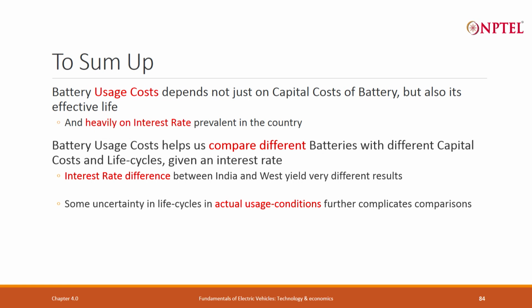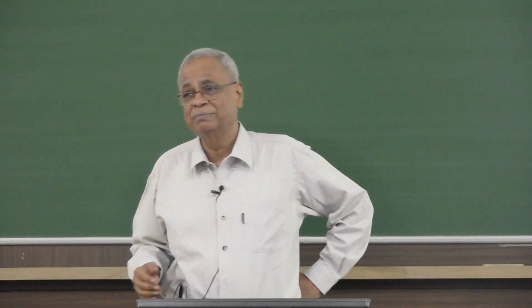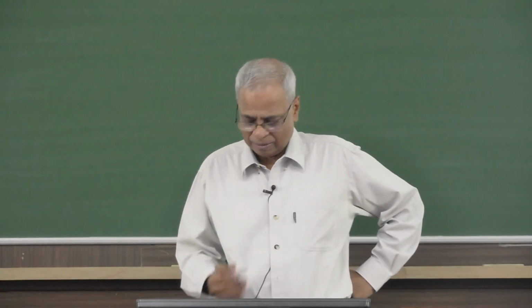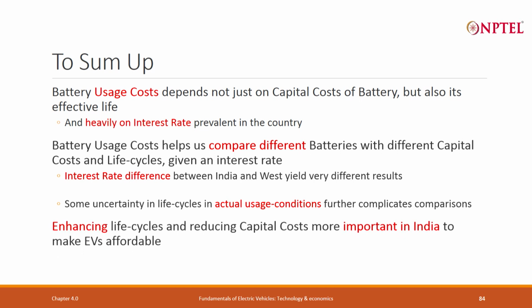There is some uncertainty in life cycles and actual usage, because actual life will depend on actual usage conditions. You can apply a factor, saying that 5000 was what it was supposed to give me, or 2000 was supposed to give me, effectively I will get about 80% of that. You can only estimate, because you do not know what the temperatures will be, and this is something that has to be learned. This is what the banks or those who lease batteries really want to give you. Enhancing life cycles and reducing capital costs is more important in India to make EVs affordable.